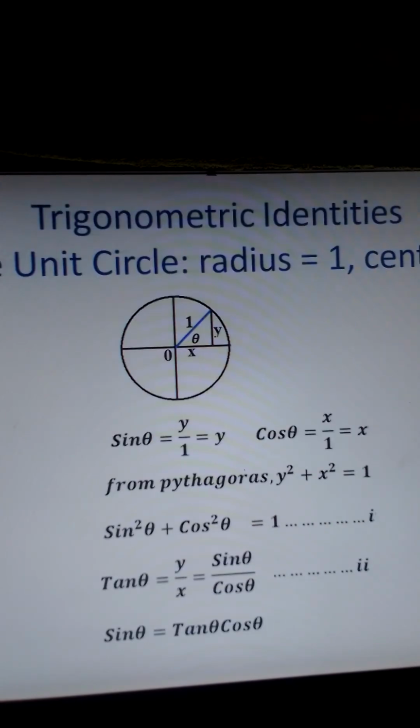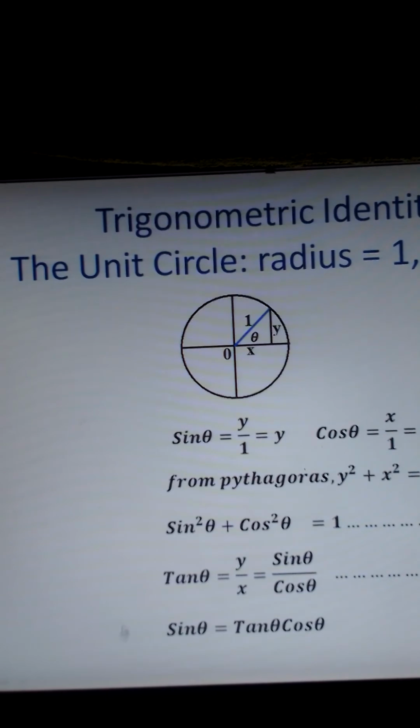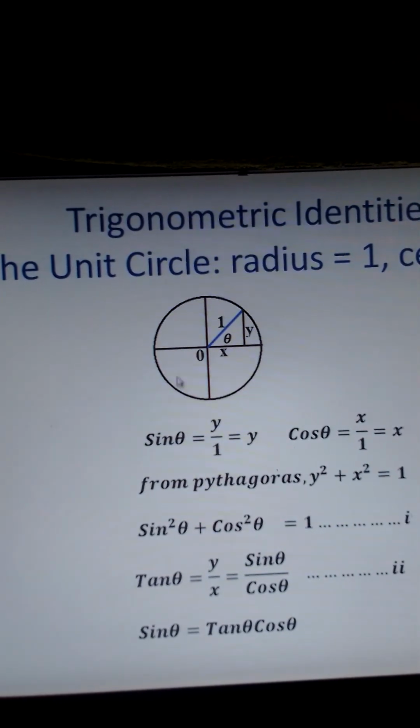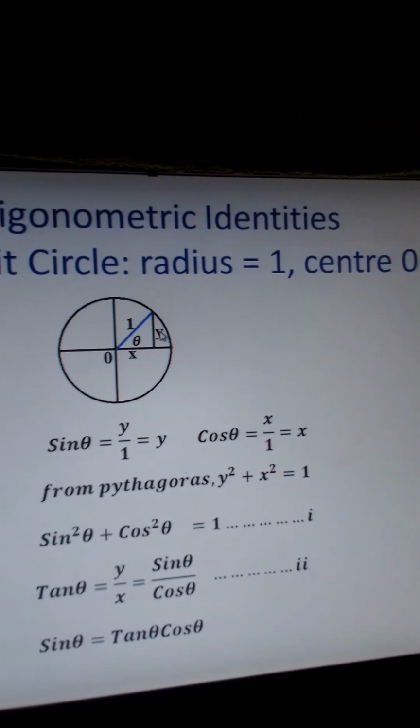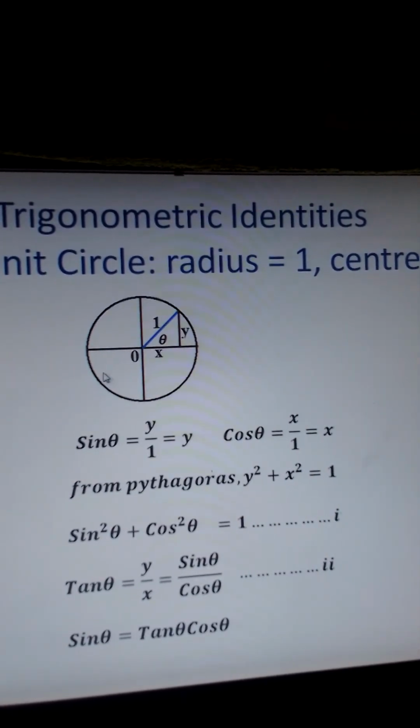Let us look at trigonometric identities, and to do that we shall use a unit circle. The unit circle is one that has a radius of 1 and the center 0. So this being the Cartesian coordinate plane, we have the origin here, we have 0 here, and this is a circle whose radius is equal to 1, alright? And the angle here is theta, and this side is y, this side is x.